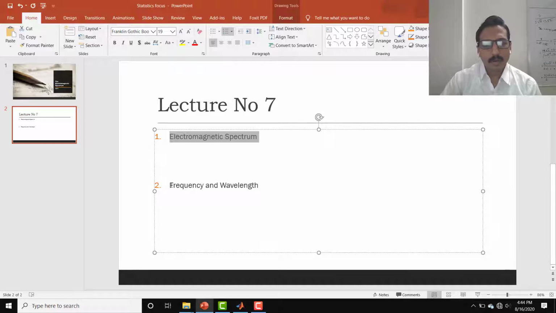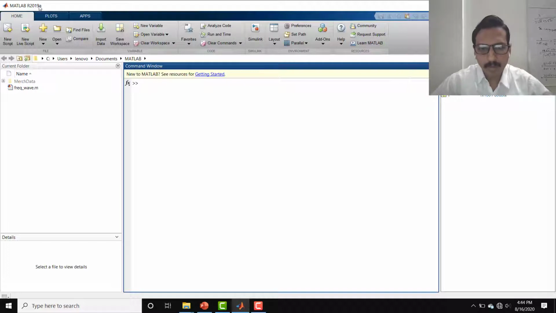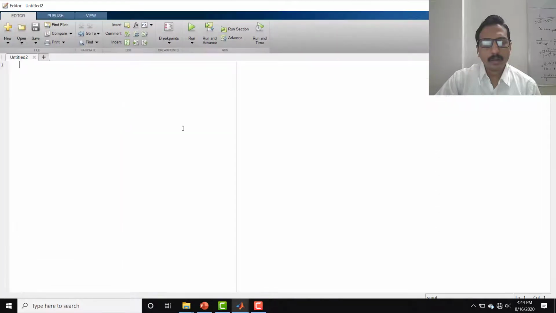So for explaining the concept of frequency and wavelength, I prefer one tool, that is MATLAB. Here you can see MATLAB, and its version is 2019. This tool is new to you, but it will clear up the concept of frequency and wavelength using small scripting. This tool is not in your syllabus, but it will help you to understand.